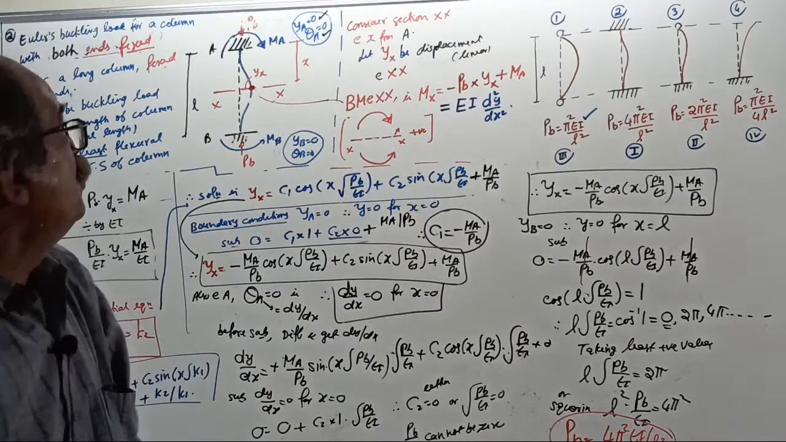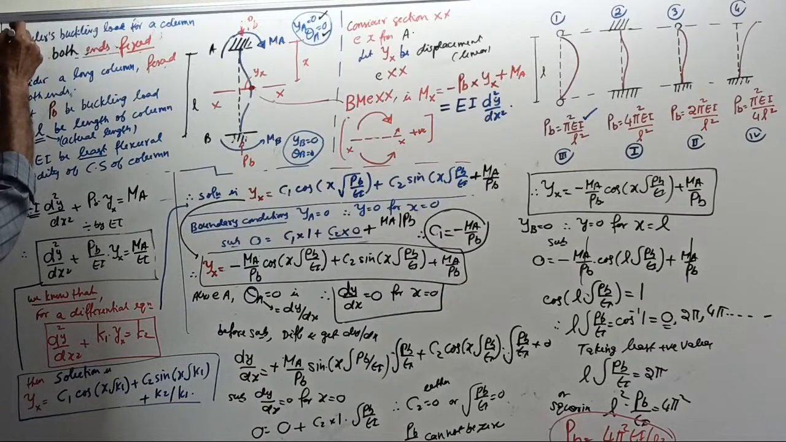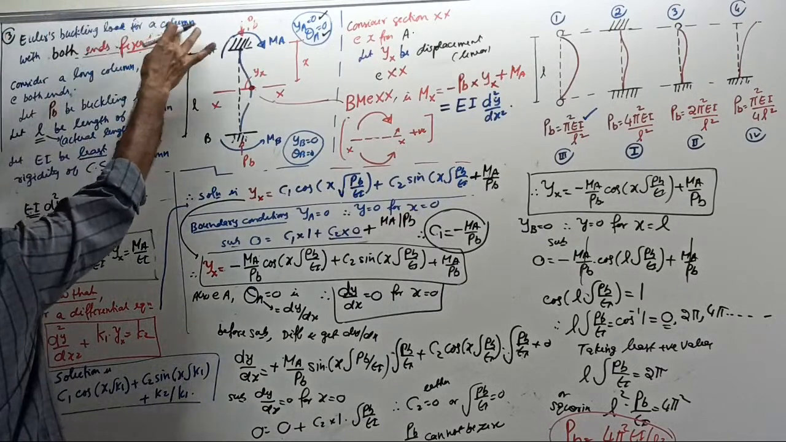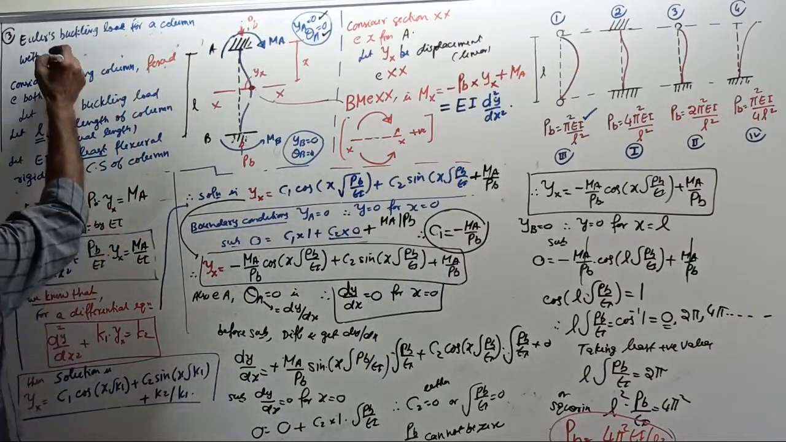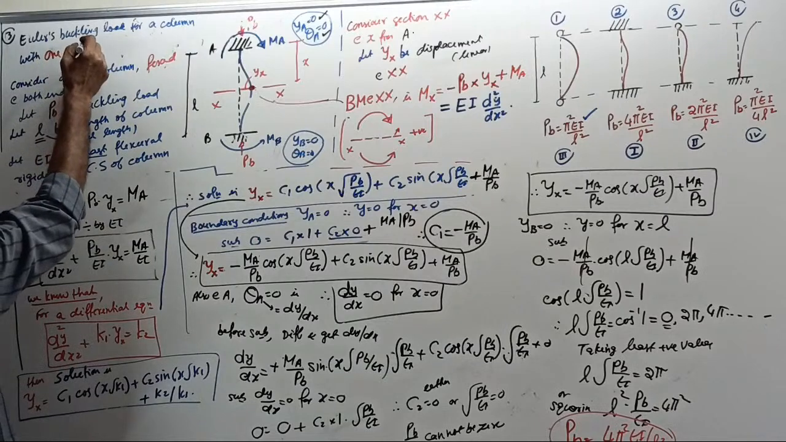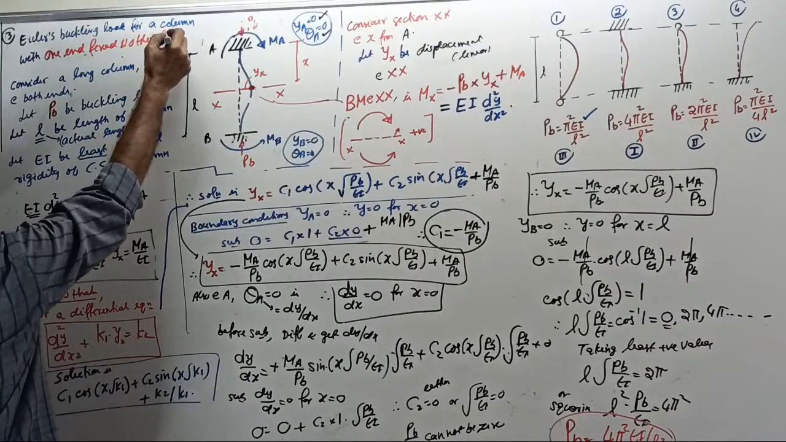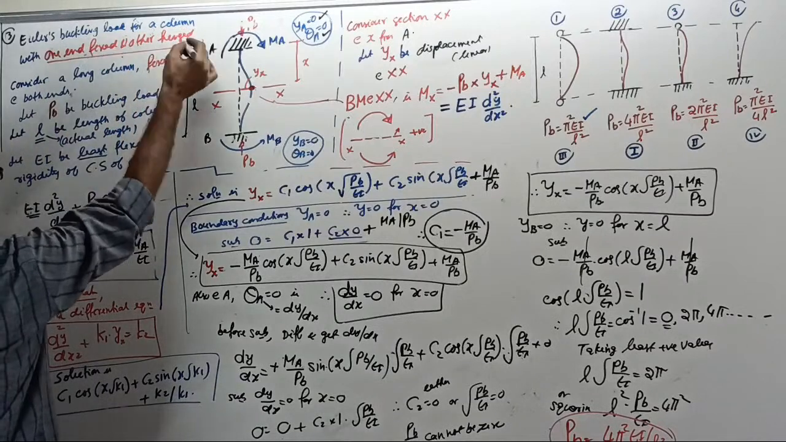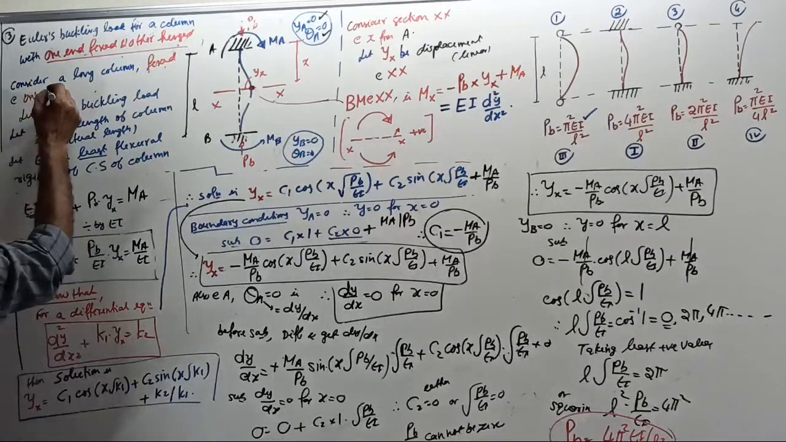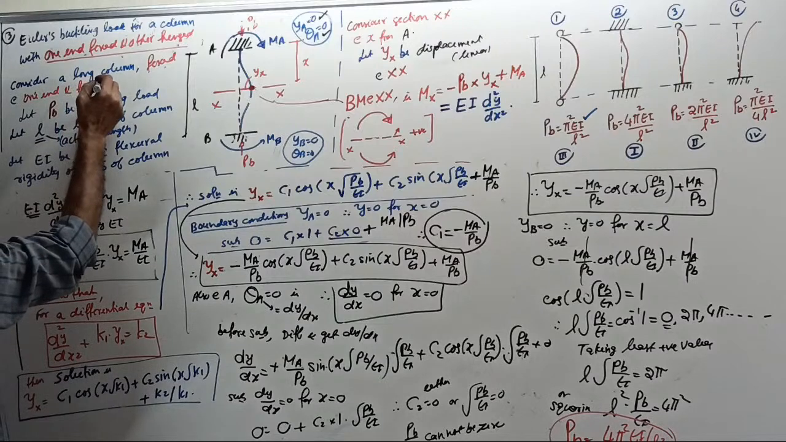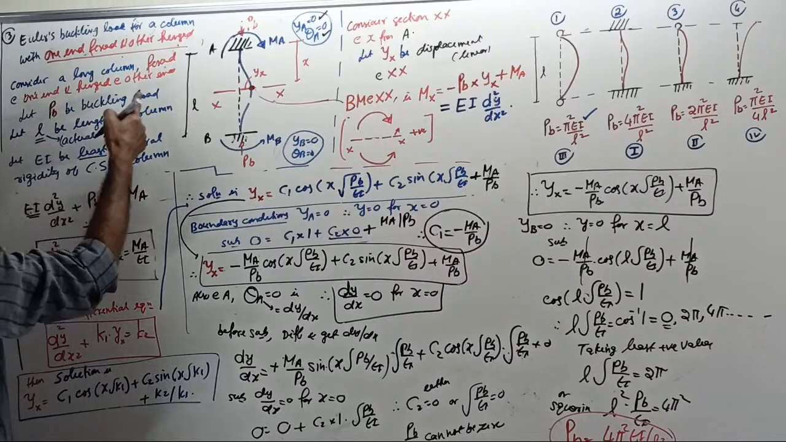Okay, now come to case number 3. Derive the buckling load for a column with one end fixed and the other hinged. Hinged or pinned, anything. Okay, start. Consider a long column fixed at one end and hinged at the other end. Let PB be the buckling load.